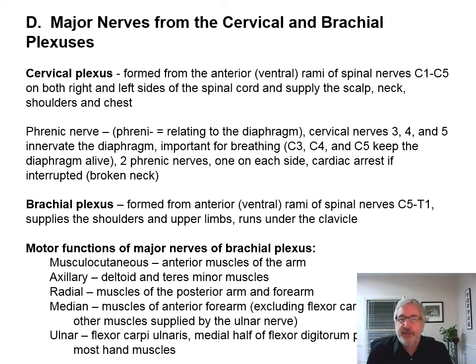The phrenic nerve is the main one coming out of the cervical plexus that I want you to know. It's composed of cervical nerves 3, 4, and 5. It innervates the diaphragm, which means it's extremely important for breathing. So the little saying is C3, 4, and 5 keep the diaphragm alive. You have 2 phrenic nerves, one on each side, and if you break your neck around C3, 4, 5.